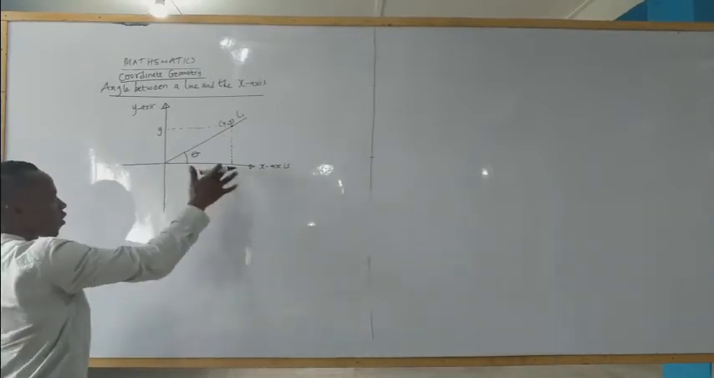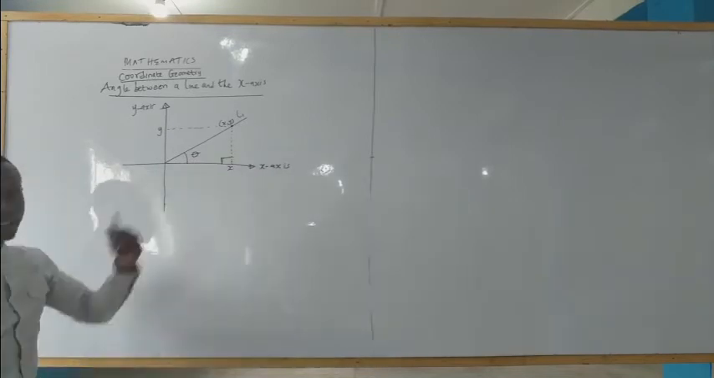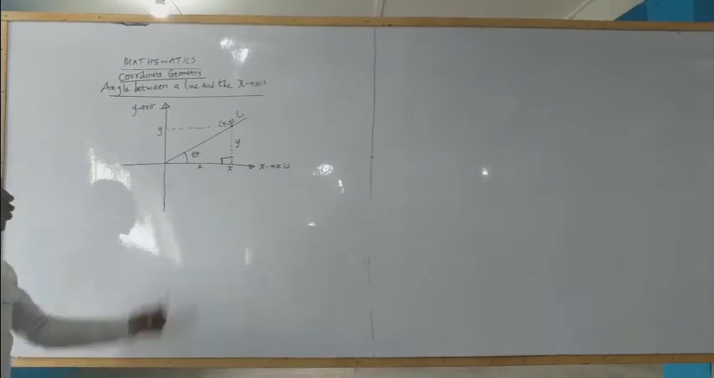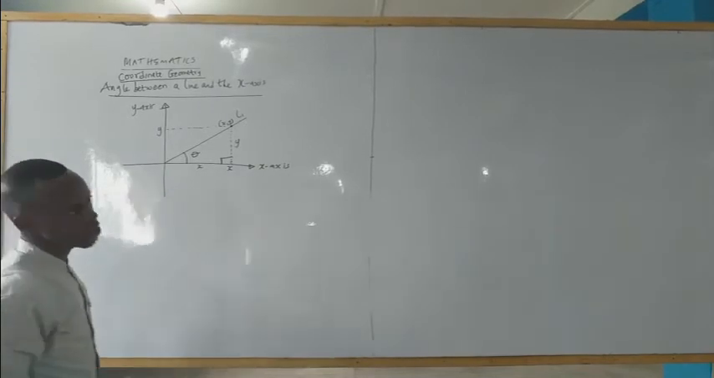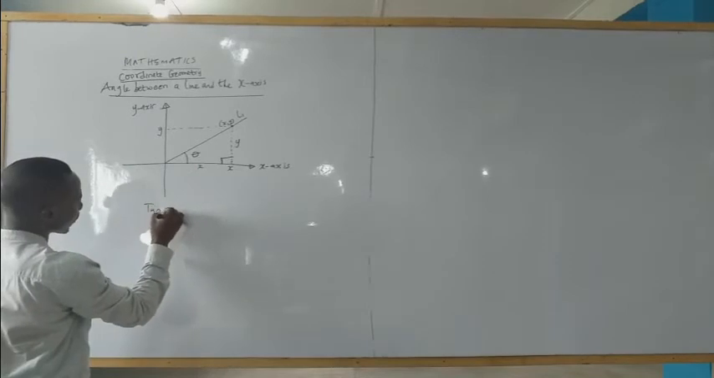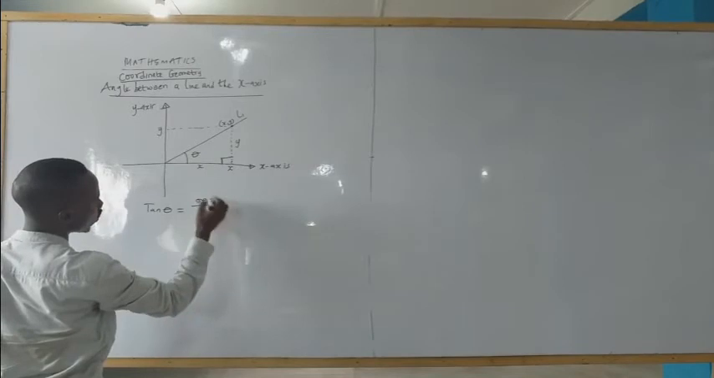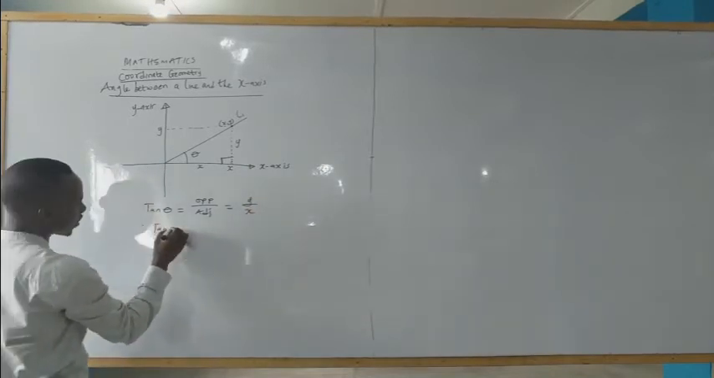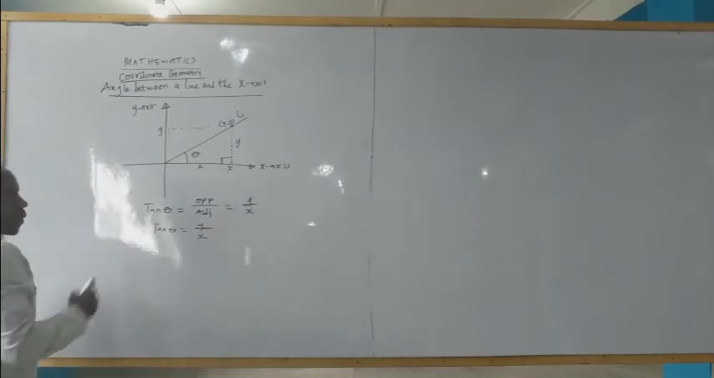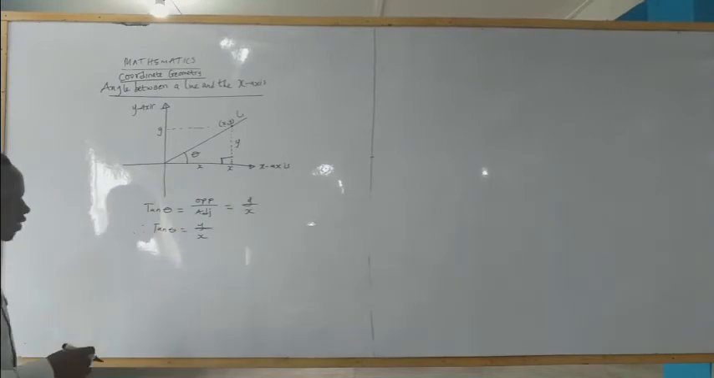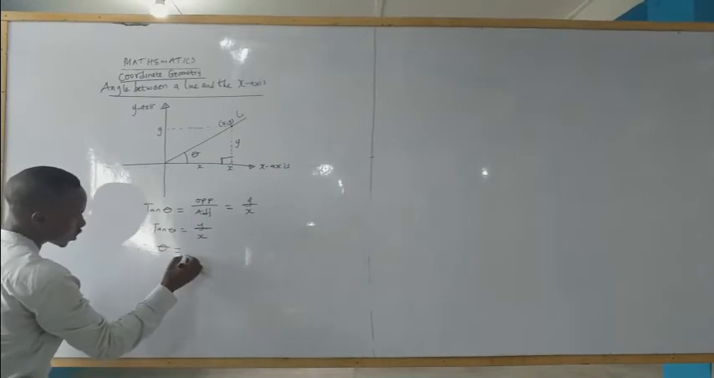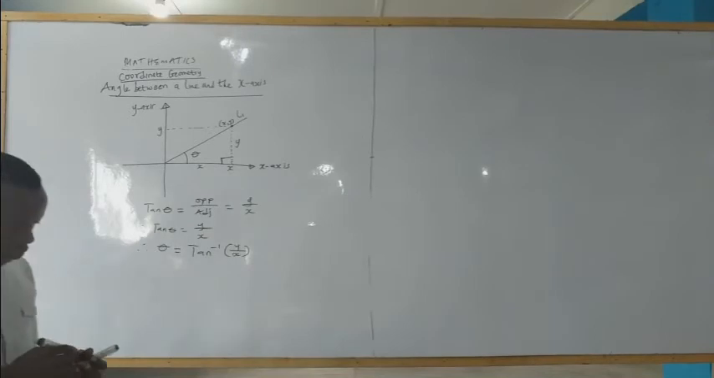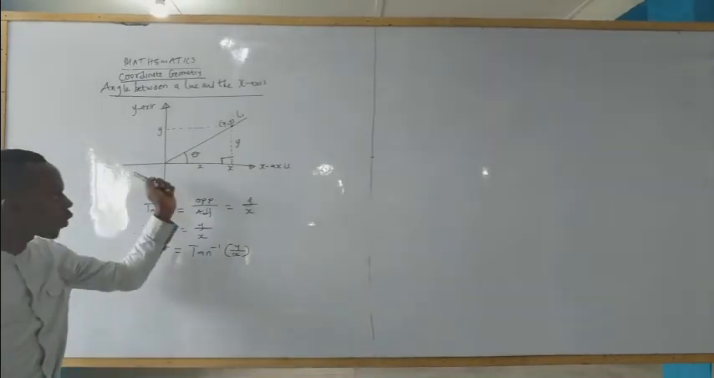From here, we can see that the shape formed is like a right-angle triangle. Here we can assume this is y, and this is x. By so doing, we can say, using our trigonometrical ratio, that tan theta equals opposite over adjacent, which is y over x. Therefore, to find theta, we take the arctan: theta equals arctan of y over x. So this is how we derive the angle between a line and the x-axis.